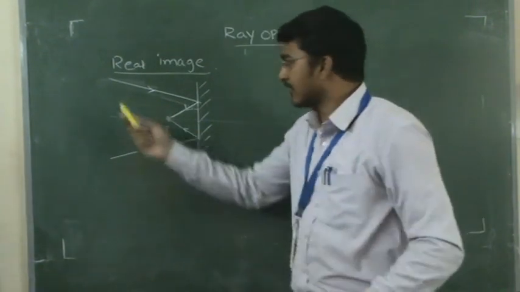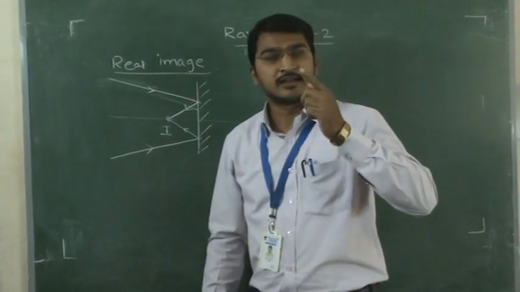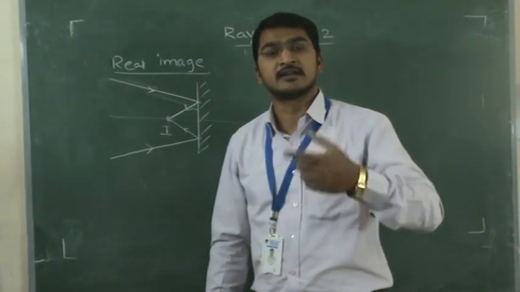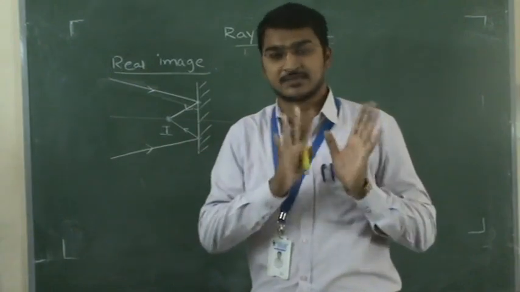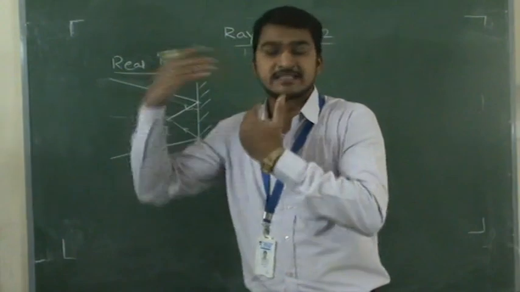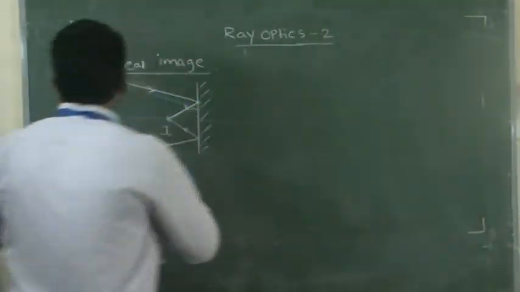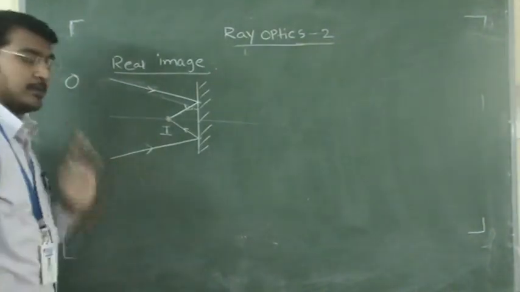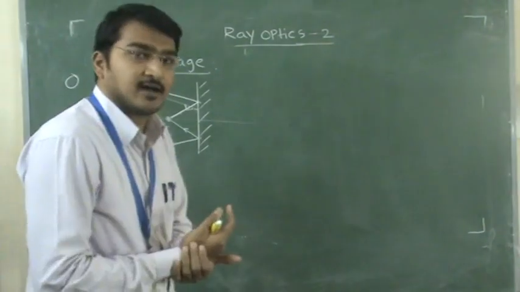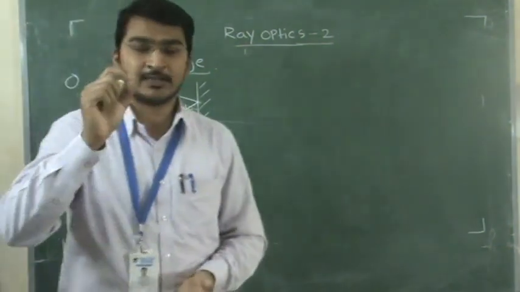Real object, real image. Already I discussed it. In case of mirrors, real object and real image are both on the same side. Virtual object and virtual image are also on the same side, but the other side. So this is real object O, real image I. But where is the virtual image? Remember that once again. So what is real image?